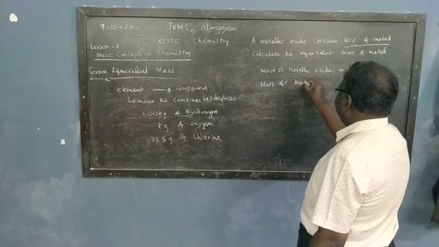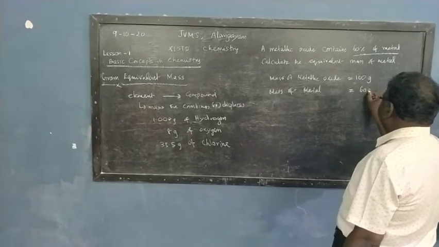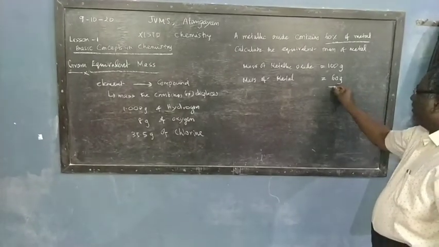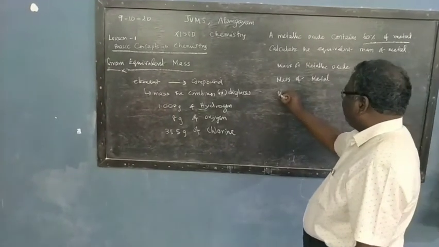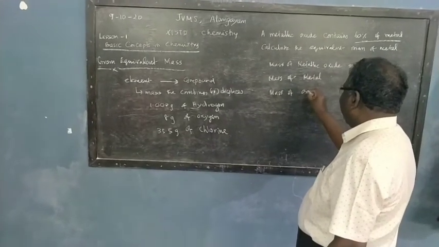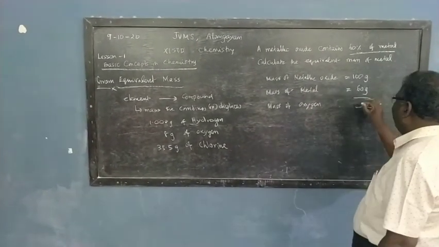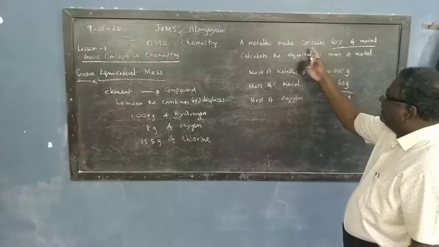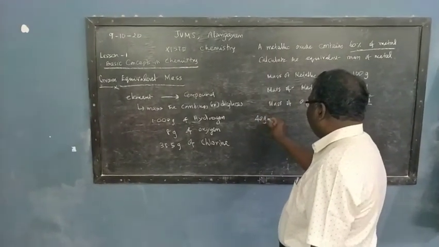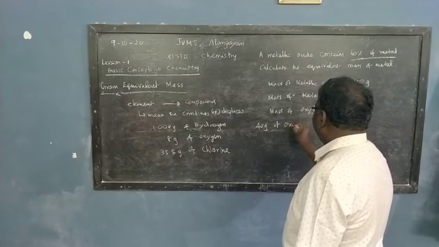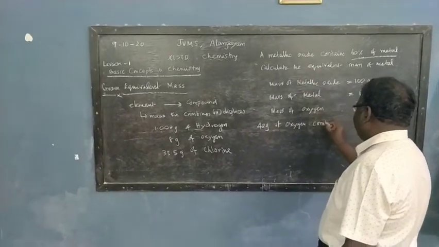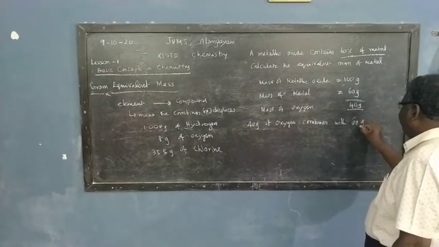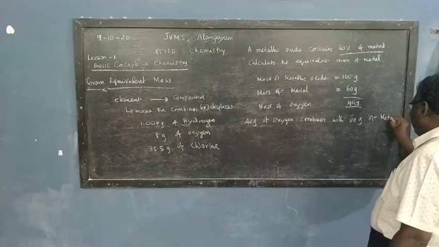Our mass of metal is equal to 60 grams. 1 கிராம்ல 60 கிராம் என்ன இருக்குதுன்னு சொல்றாங்க? மெட்டல் இருக்குதுன்னு சொல்றாங்க. அப்ப என்ன கண்டுபிடிக்கலாம்? You can find out the mass of oxygen. அப்ப இந்த காம்பவுண்ட்ல எவ்வளவு ஆக்ஸிஜன் இருக்குதுன்னு கண்டுபிடிக்கலாம். எவ்வளவு இருக்கும்? 40 grams, right? So according to this statement, what is clear? 40 grams of oxygen combines with 60 grams of metal. Correct?